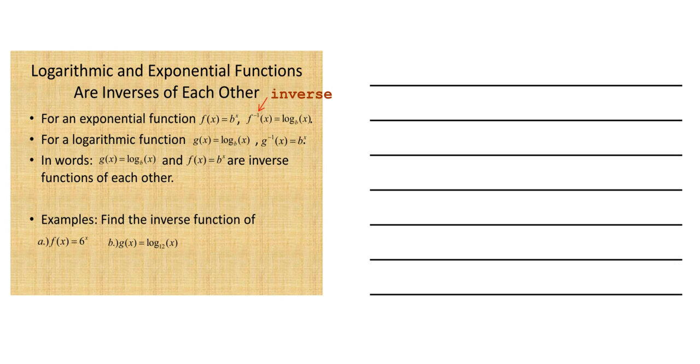For a logarithmic function, g of x equals log base b of x, g inverse of x equals b to the x. So in words, g of x equals log base b of x, and f of x equals b to the x are inverses of each other, so inverse functions of each other. So logs and exponentials are inverse functions of each other.